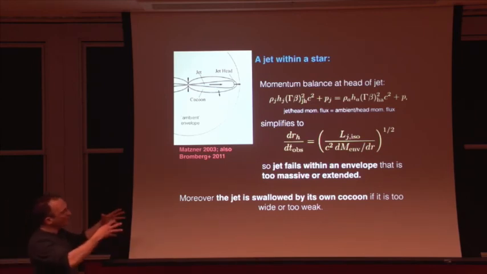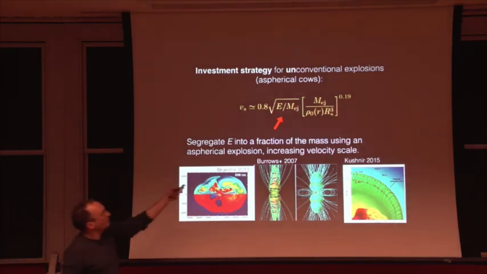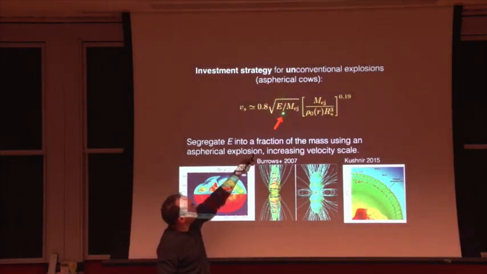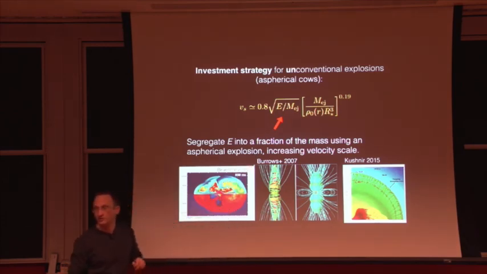So by having an extended envelope around your collapsing core, you can contain the jet and develop a non-spherically symmetric explosion. Okay, so how does that help? What it really helps you to do is to put your energy into a smaller fraction of the envelope mass, thereby increasing the prefactor on everything, which leads to a much more energetic outburst event.